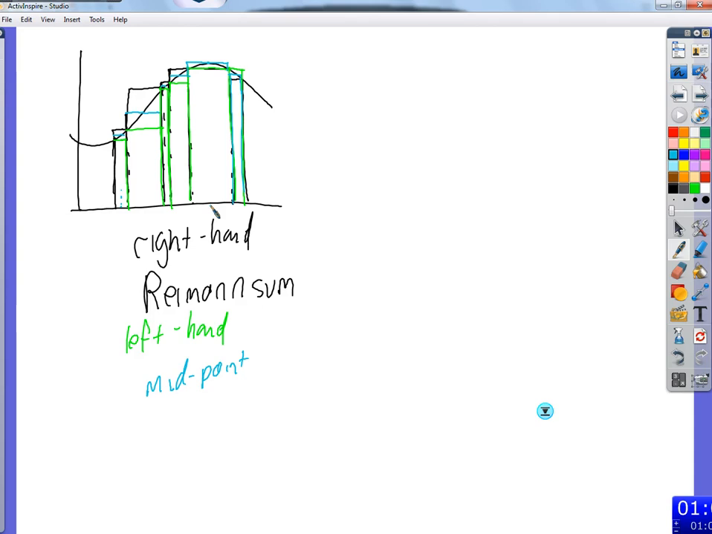Okay. You can see right here, after it talks about Riemann sums, it goes on to say, hey, you know what's really easy? Use equal subintervals. Use equal widths for all your rectangles. B minus A over N.